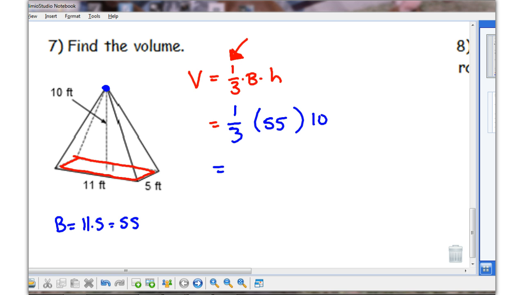1/3 times 55 times 10. You could also think about this as 55 times 10 divided by 3. And that is 183.3 feet cubed. Cubic feet fit in there.